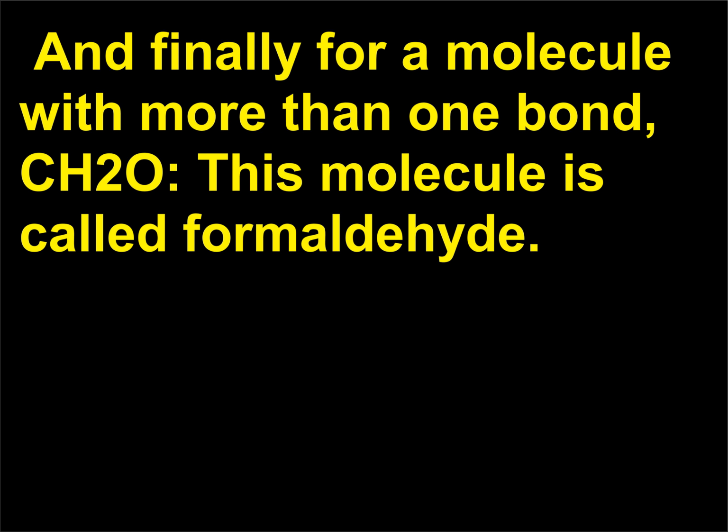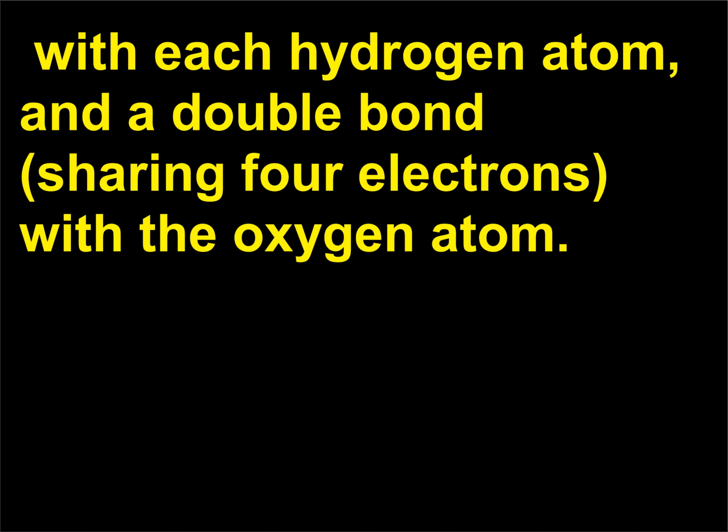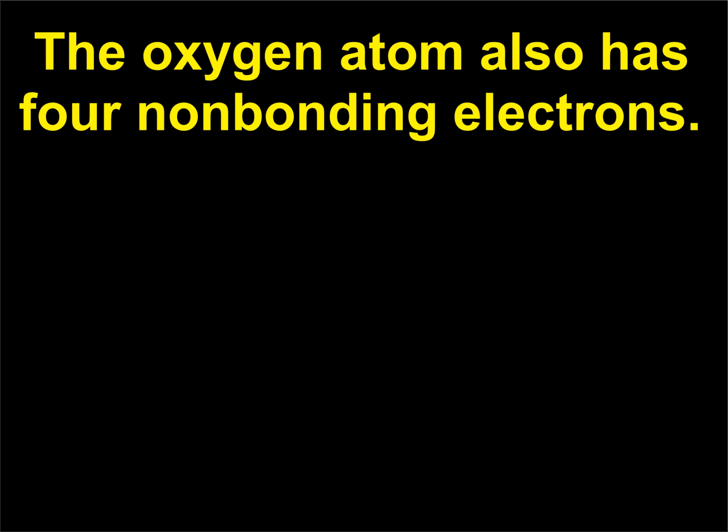And finally, for a molecule with more than one bond, CH2O, this molecule is called formaldehyde. The Lewis structure shows us that the carbon is involved in a single bond, sharing 2 electrons with each hydrogen atom, and a double bond, sharing 4 electrons, with the oxygen atom. The oxygen atom also has 4 non-bonding electrons.